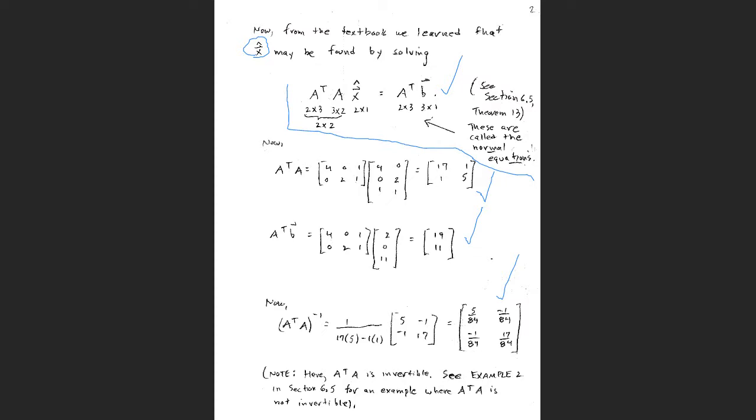Using the standard inverse formula. It's interesting that A transpose A does have an inverse. What do you notice about the columns? Here's the matrix A. What do you notice about the two columns of our matrix A?